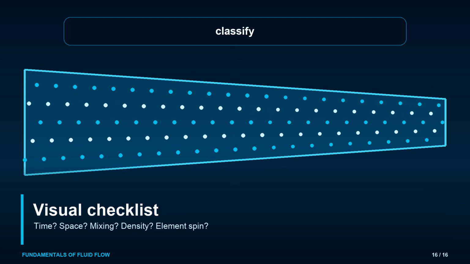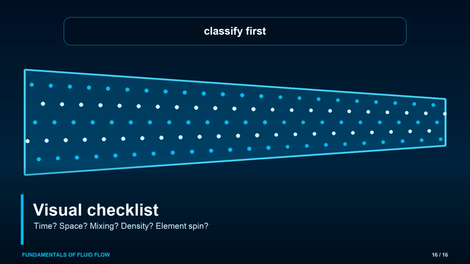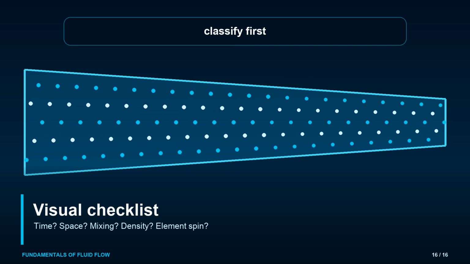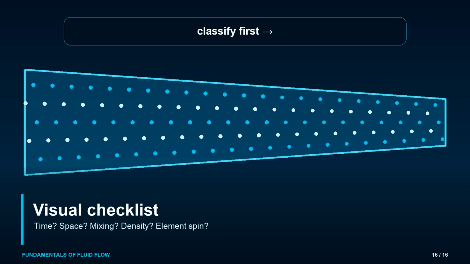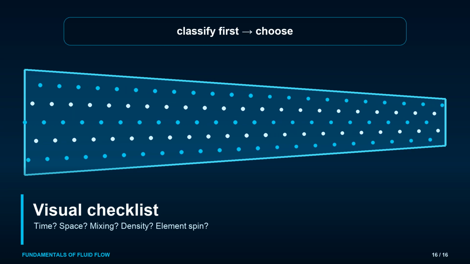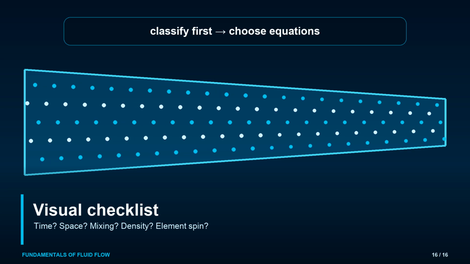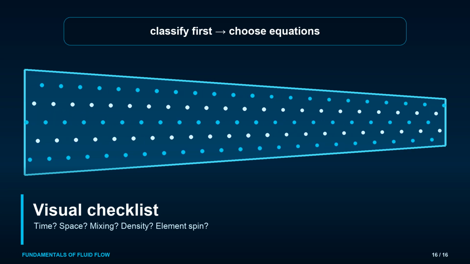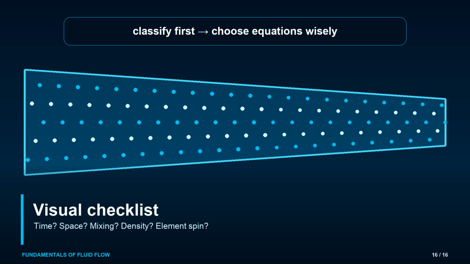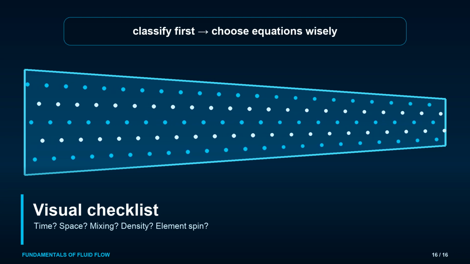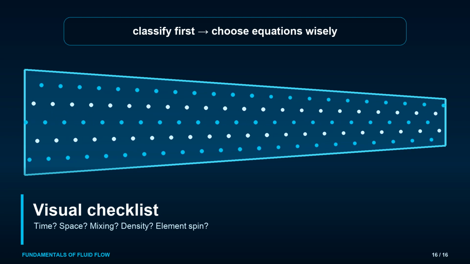Remember the visual clues. Steady or unsteady? Does a property at one point change with time? Uniform or non-uniform? Does it change from place to place? Laminar or turbulent? Are the paths orderly or strongly mixed? Incompressible or compressible? Does density remain constant? Rotational or irrotational? Does a small fluid element spin? Classifying the flow helps engineers choose the right equations and assumptions for analysis.